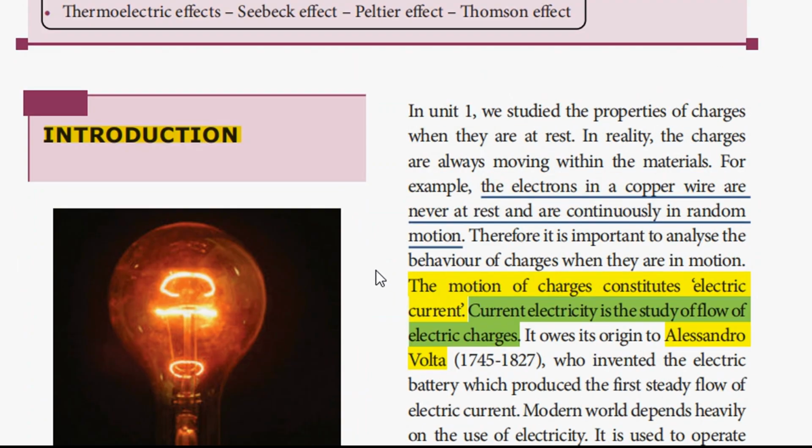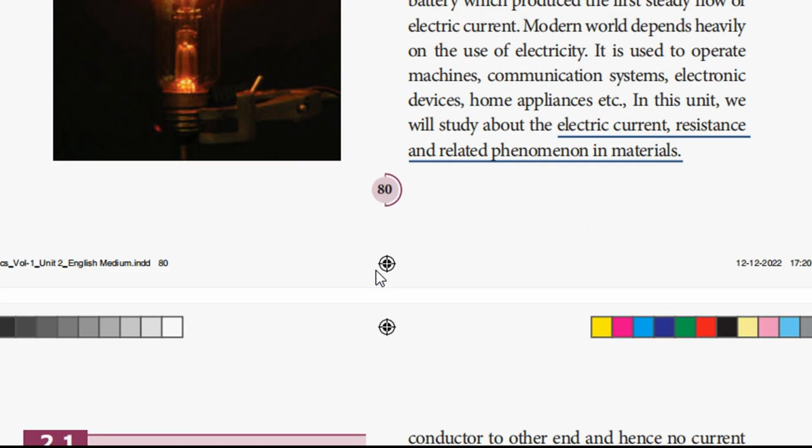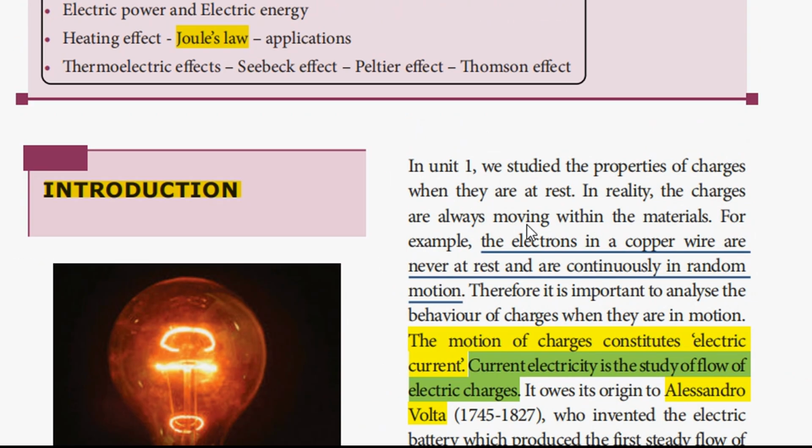Let us have a small introduction about this chapter. So we have already studied about the properties of charges when they are at rest, but in reality the charges are always in motion within the materials. For example, the electrons in a copper wire are never at rest and are continuously in random motion. Therefore, it is important to analyze the behavior of charges when they are in motion.